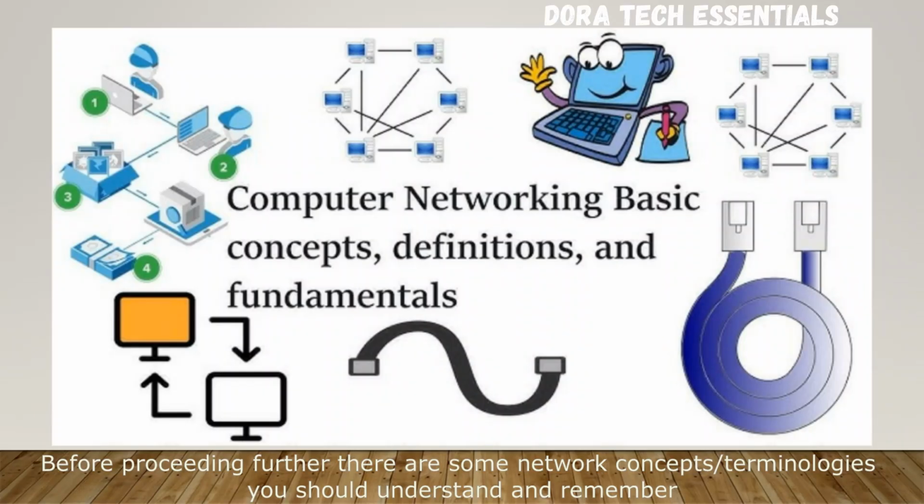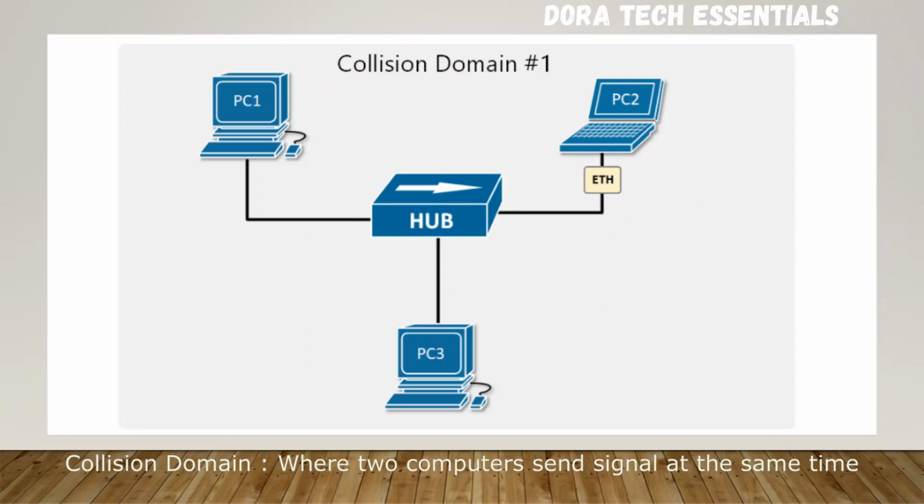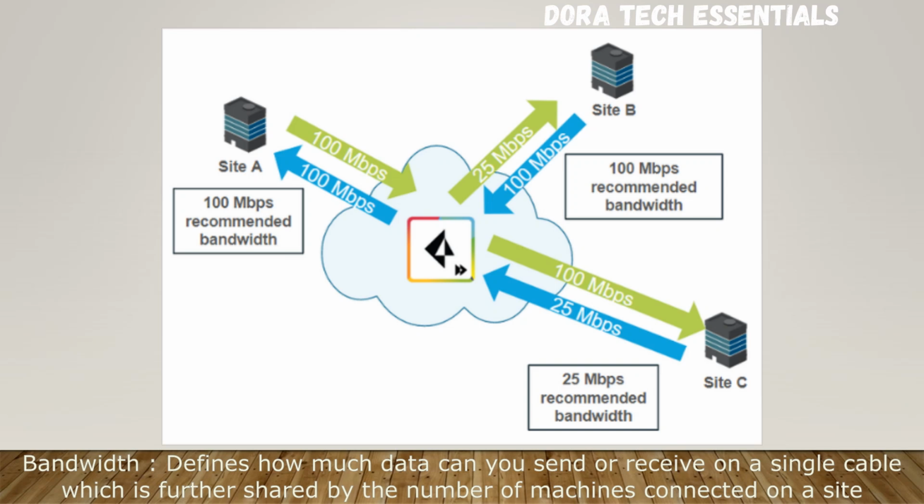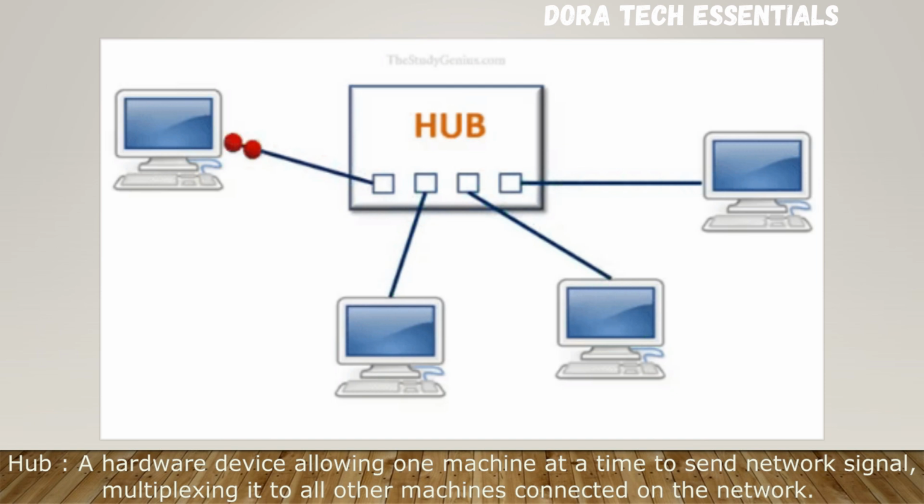Before proceeding further, there are some network concepts or terminologies you should understand and remember. Collision domain, where two computers send signal at the same time. Bandwidth defines how much data you can send or receive on a single cable, which is further shared by the number of machines connected on a site. Hub, a hardware device allowing one machine at a time to send a network signal, multiplexing it to all other machines connected on the network.